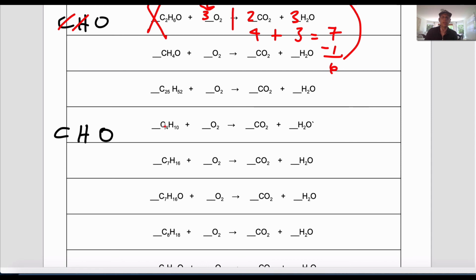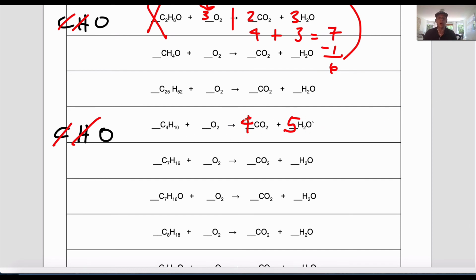How many carbons here? 4. How many carbons here? 1. So I put a 4 here. How many hydrogens here? 10. How many here? 2. Some people put an 8 there because 8 plus 2, but it's really a 5 because it's multiplication. How many H2Os do we need to get 10 H's?